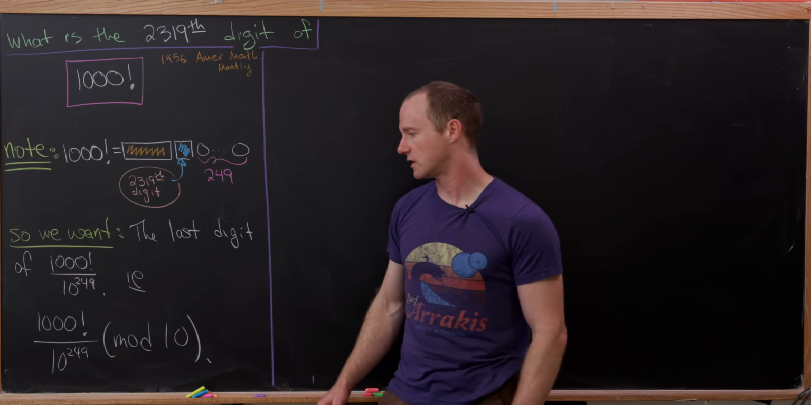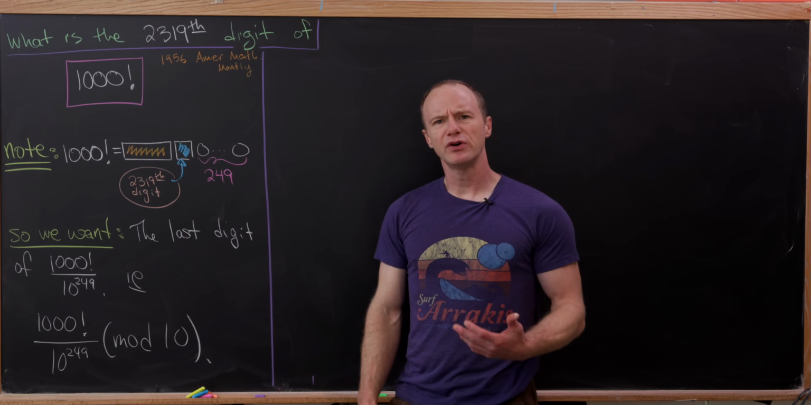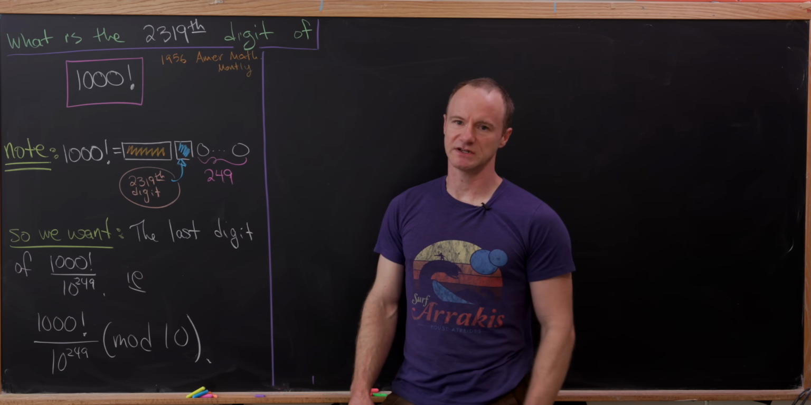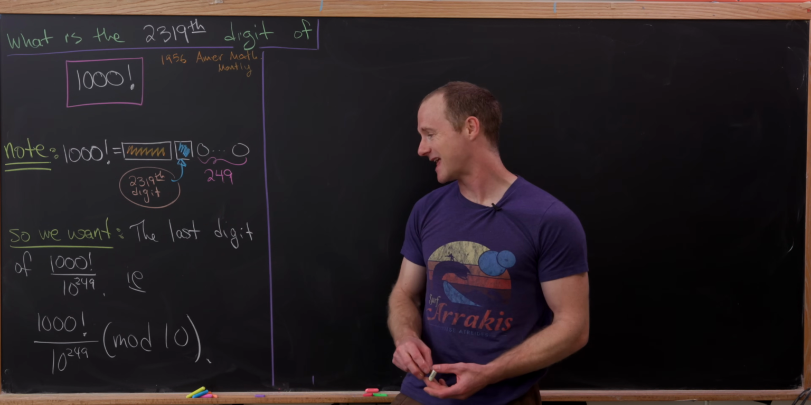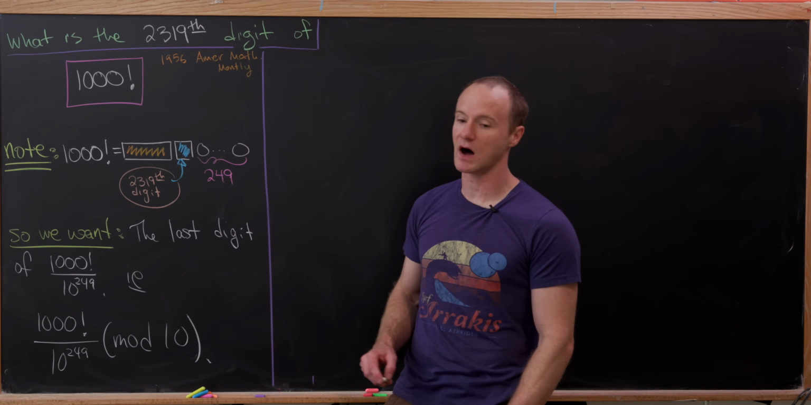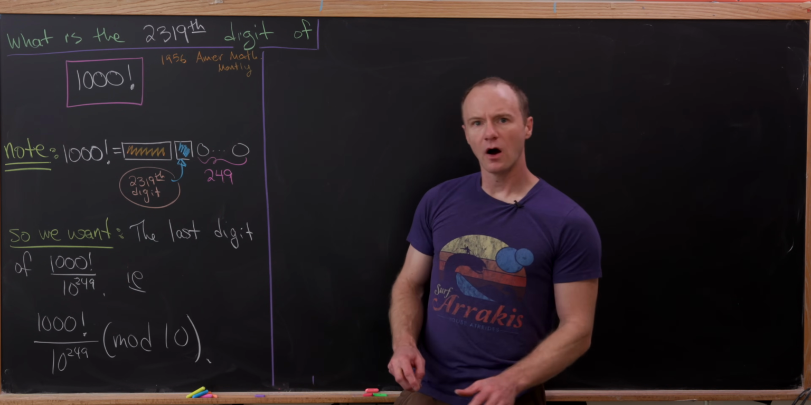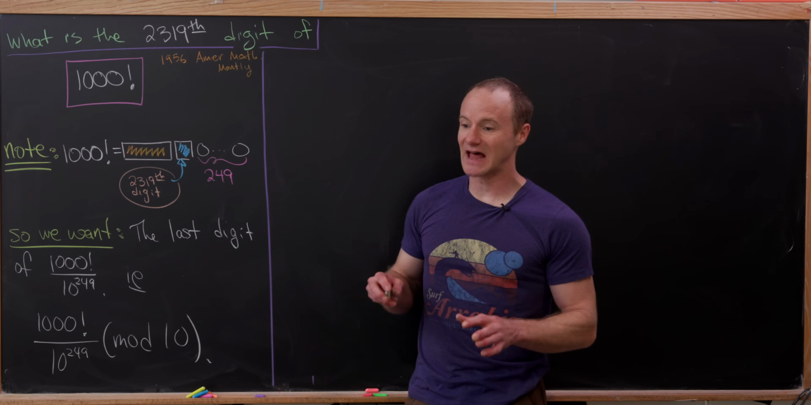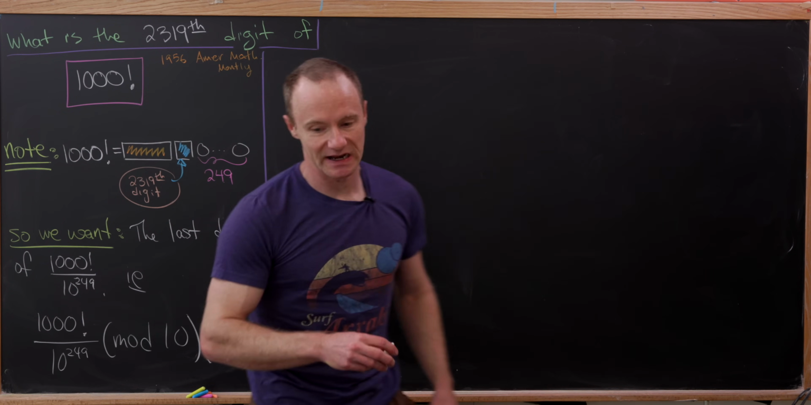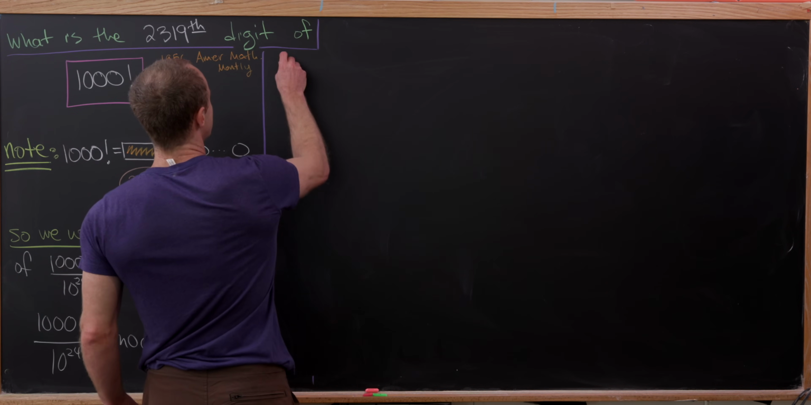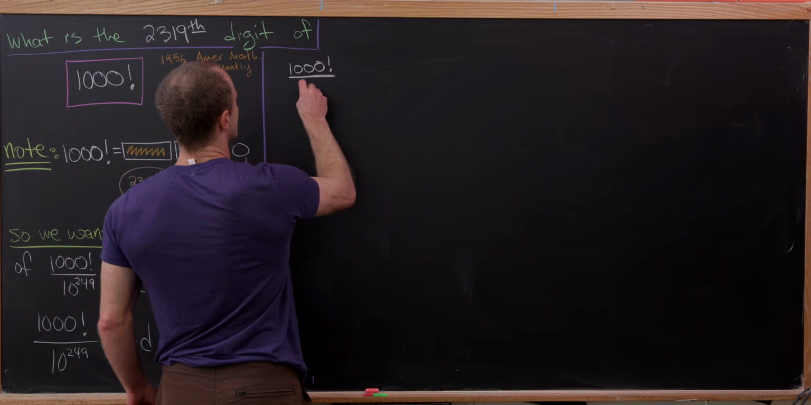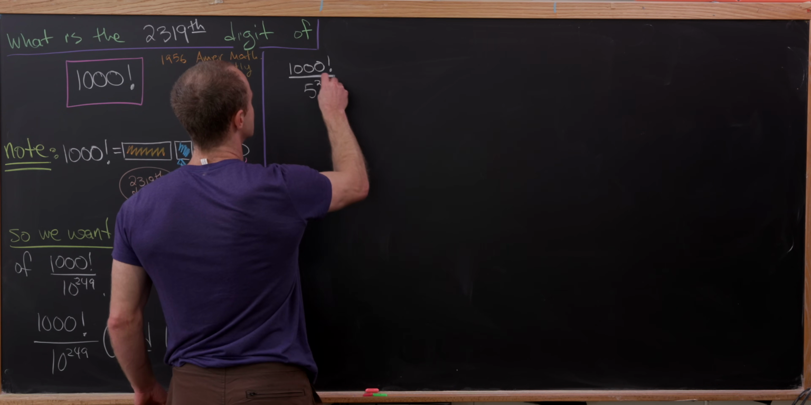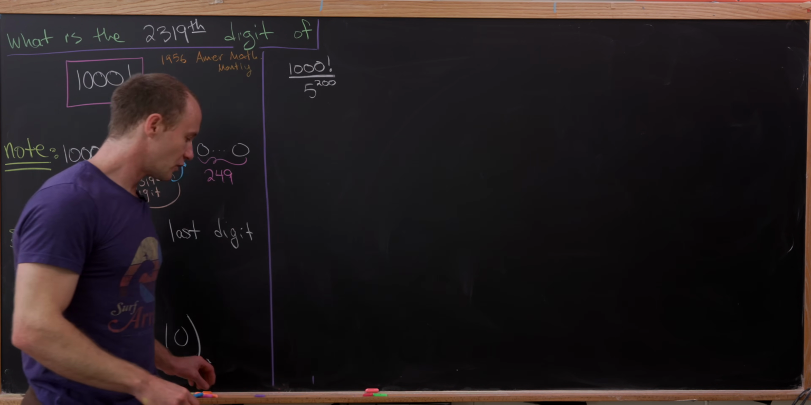because that'll cancel all of these zeros. But put into the language of modular arithmetic, this is equivalent to finding 1,000 factorial over 10 to the 249 mod 10. Okay, so we're going to do this last couple of steps a little bit at a time. So let's first decompose 1,000 factorial over 5 to the 200. And then we'll go from there.